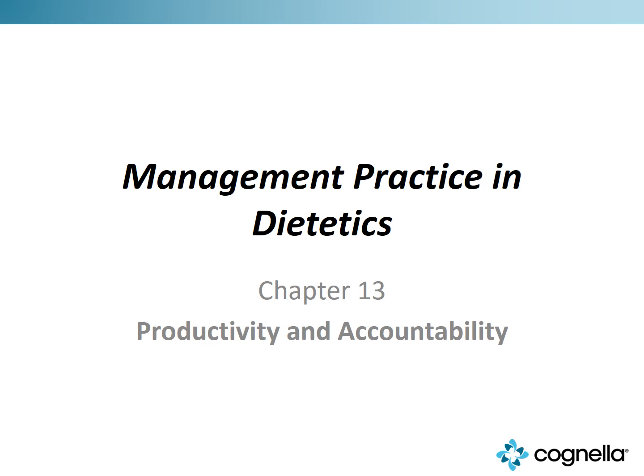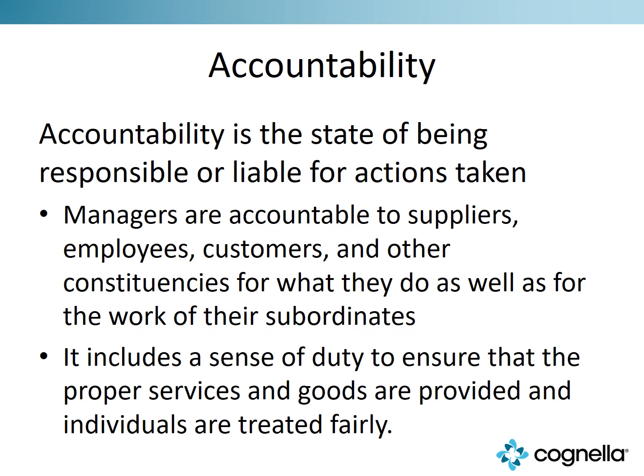This is Chapter 13, Productivity and Accountability. Accountability is the state of being responsible or liable for actions taken. Managers are accountable to a lot of different entities, including suppliers, employees, customers, and other constituencies for what they do, as well as for the work of their subordinates. It also includes a sense of duty to ensure that the proper services and goods are provided and individuals are treated fairly.